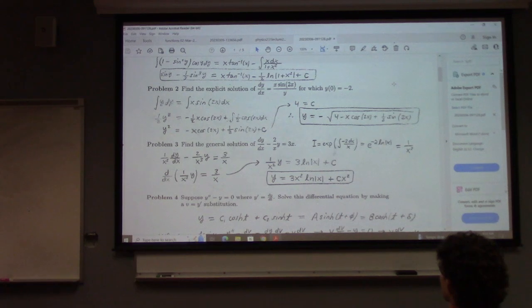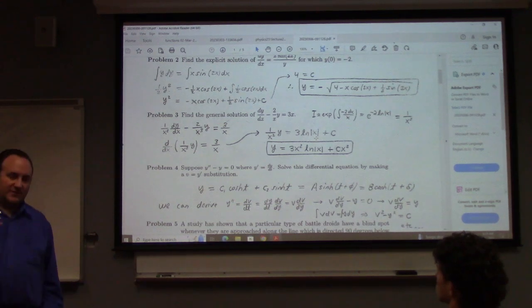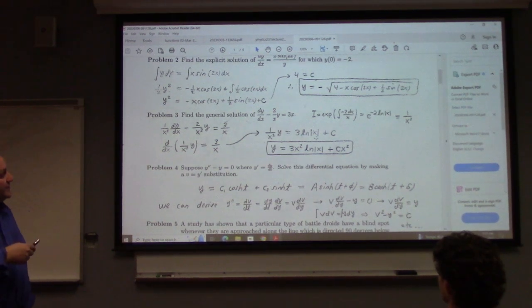plus 1/2 sine 2x. Many of you are not thinking about this. You need to think about this. You can't leave plus or minus. If I ask you for an explicit solution, you have to make a choice, all right? Well, that's not entirely truthful. You don't have to make a choice with the plus or minus situation if I don't give you an initial condition. If I just said find the explicit general solution to problem 2, and I hadn't told you y of 0 was minus 2, well then you could have put plus or minus and you'd be fine.